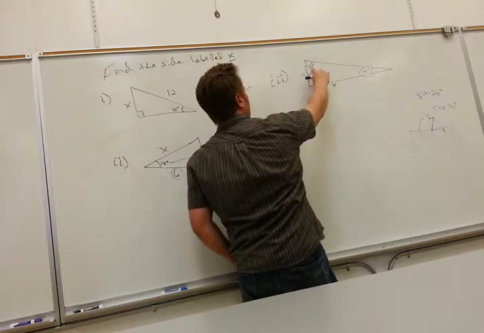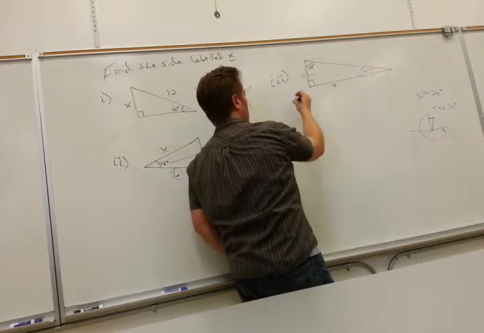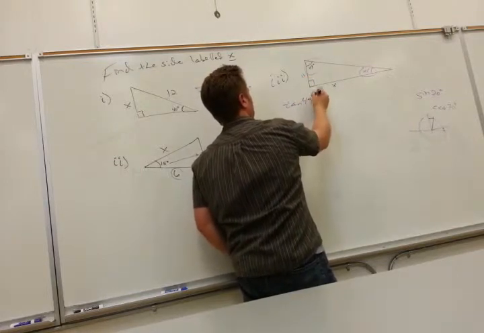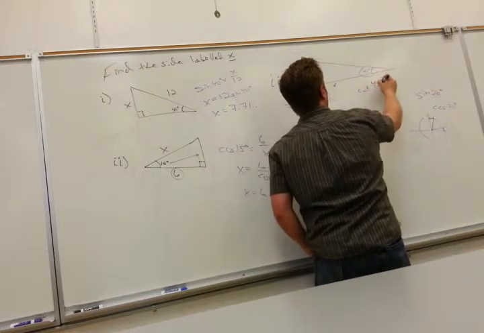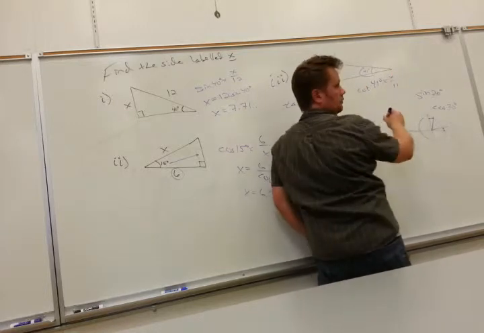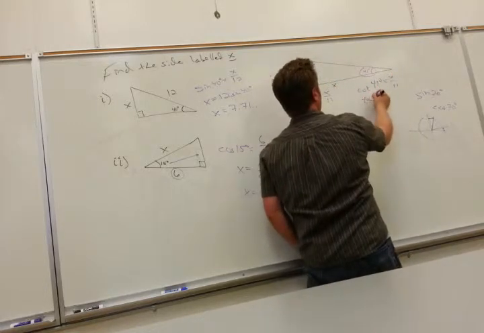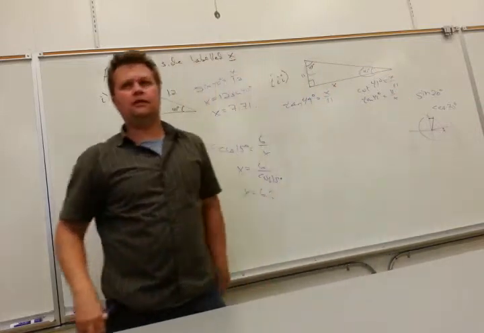So if you do it this way, you could do tangent and make it this over this. Or I could say cotangent of 41 degrees equals x over 11. Or you could say tangent of 41 degrees equals 11 over x. All those end up with the same answer.